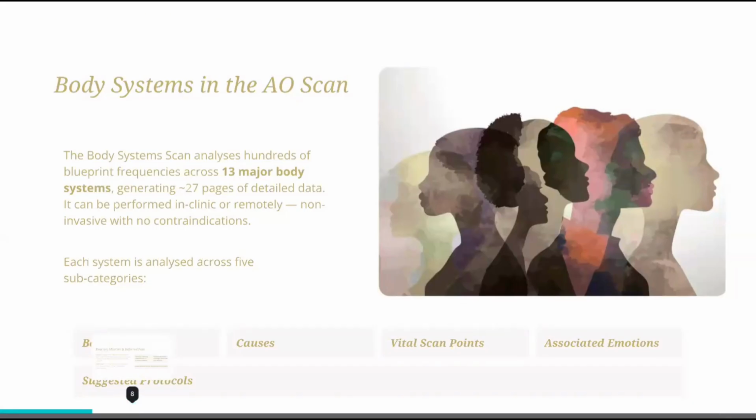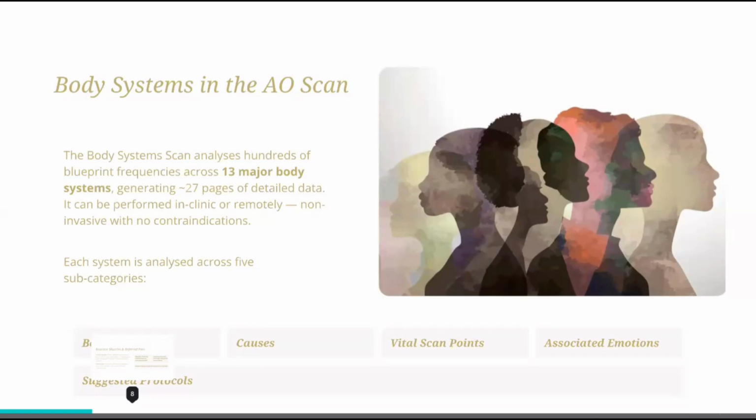And this particular area performs a complete and thorough analysis of hundreds of blueprint frequencies associated with 13 major body systems. So this scan works in harmony with the vitals and the comprehensive scan, and it offers us deeper insight by clearly highlighting which body systems may be requiring additional support.